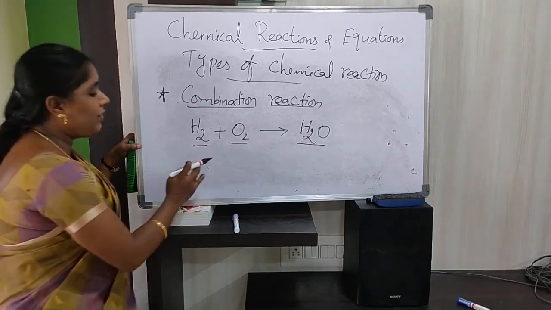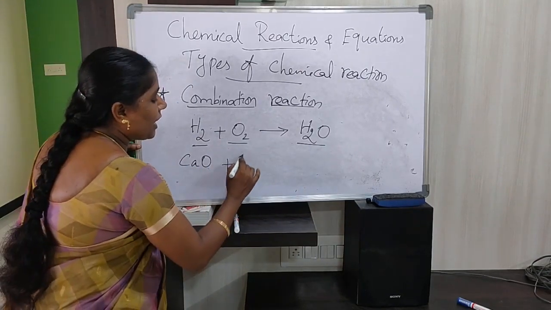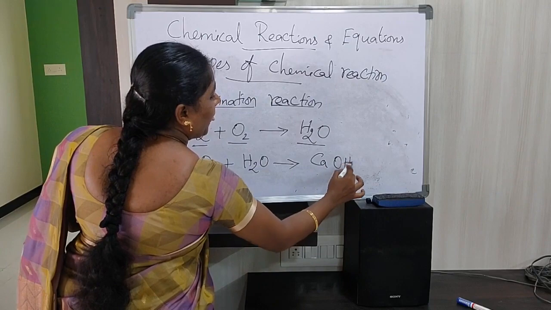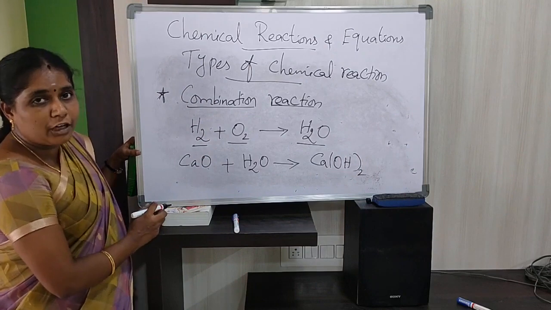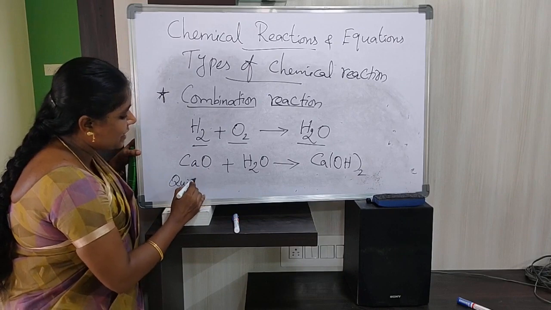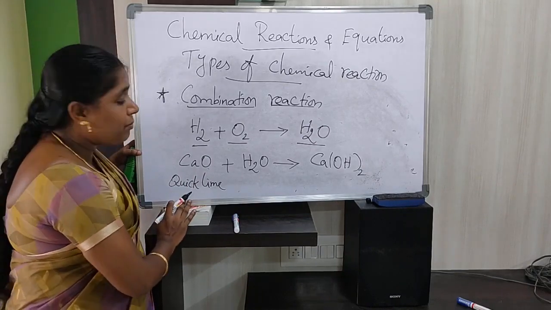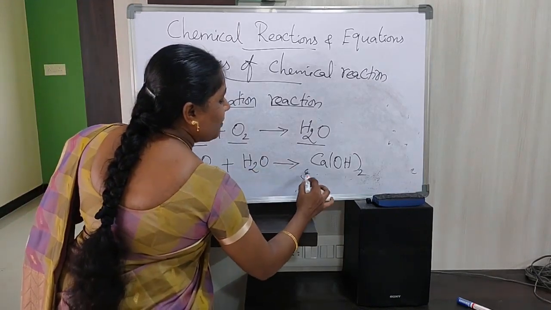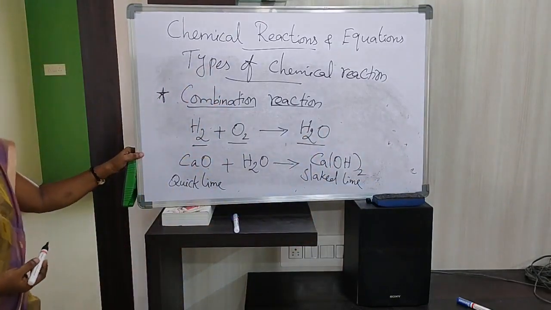One more example I will give you: CaO, that is calcium oxide, combines with water to form calcium hydroxide. What's the other name of calcium oxide? It is lime or quicklime. When this quicklime is added to water, it forms calcium hydroxide, that is slaked lime.